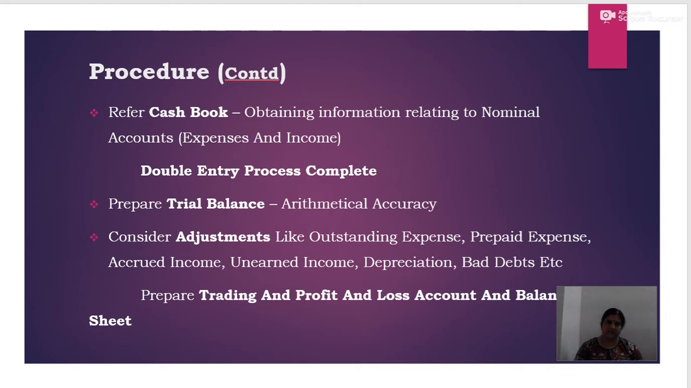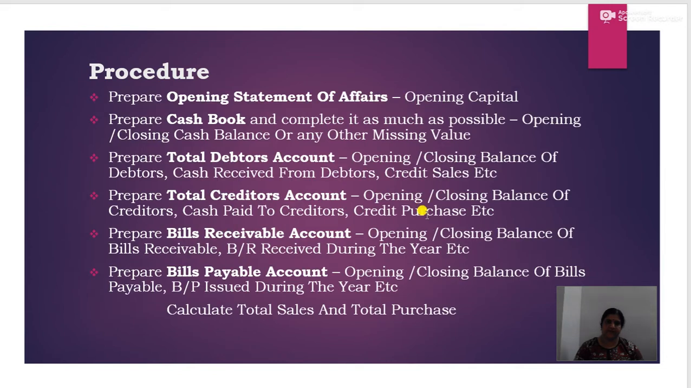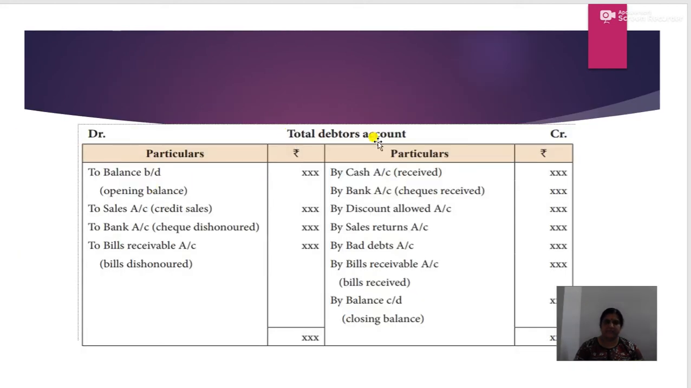Okay, it's clear. Now we can move on. You have to prepare the total debtors account, total creditors account, bills receivable account and bills payable account for the purpose of obtaining various missing values. Now we will see the format of the total debtors account, total creditors account, bills receivable account and also bills payable account. Okay, so this is the format of the total debtors account. For the purpose of getting information relating to debtors, we have to prepare the total debtors account.